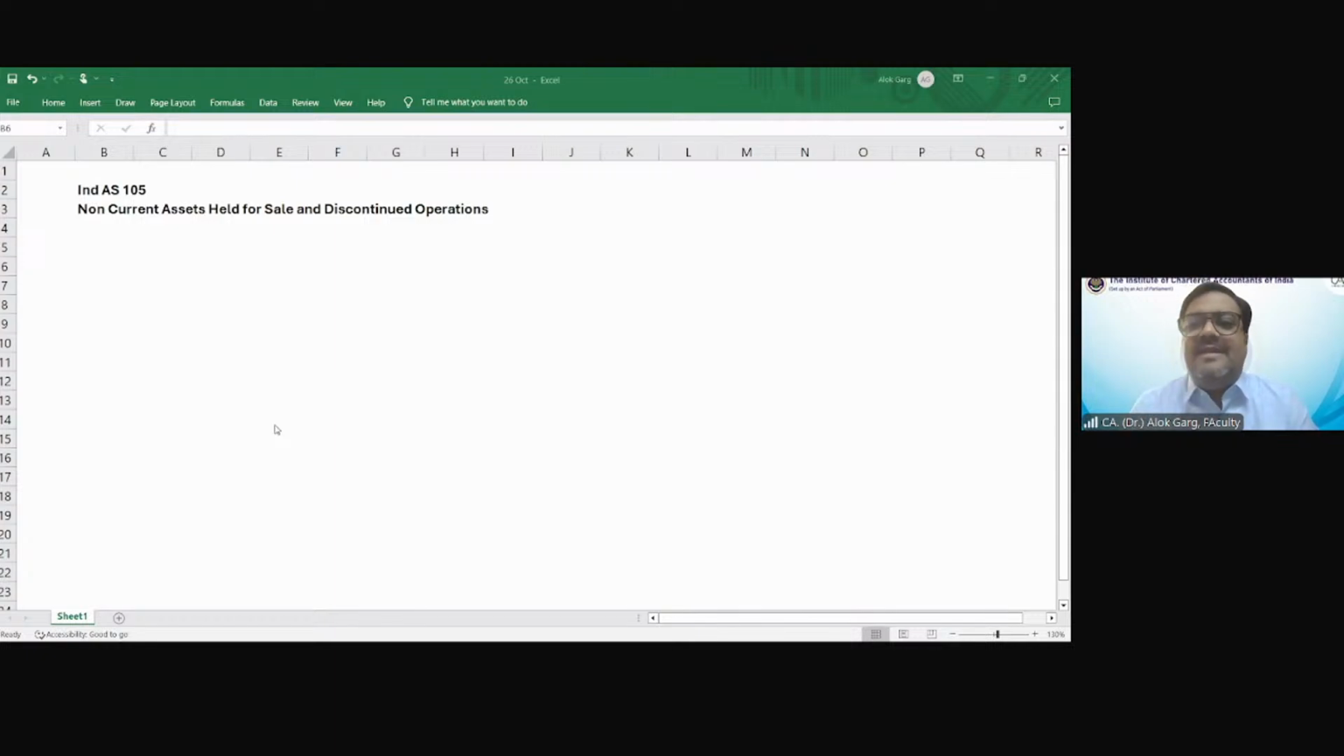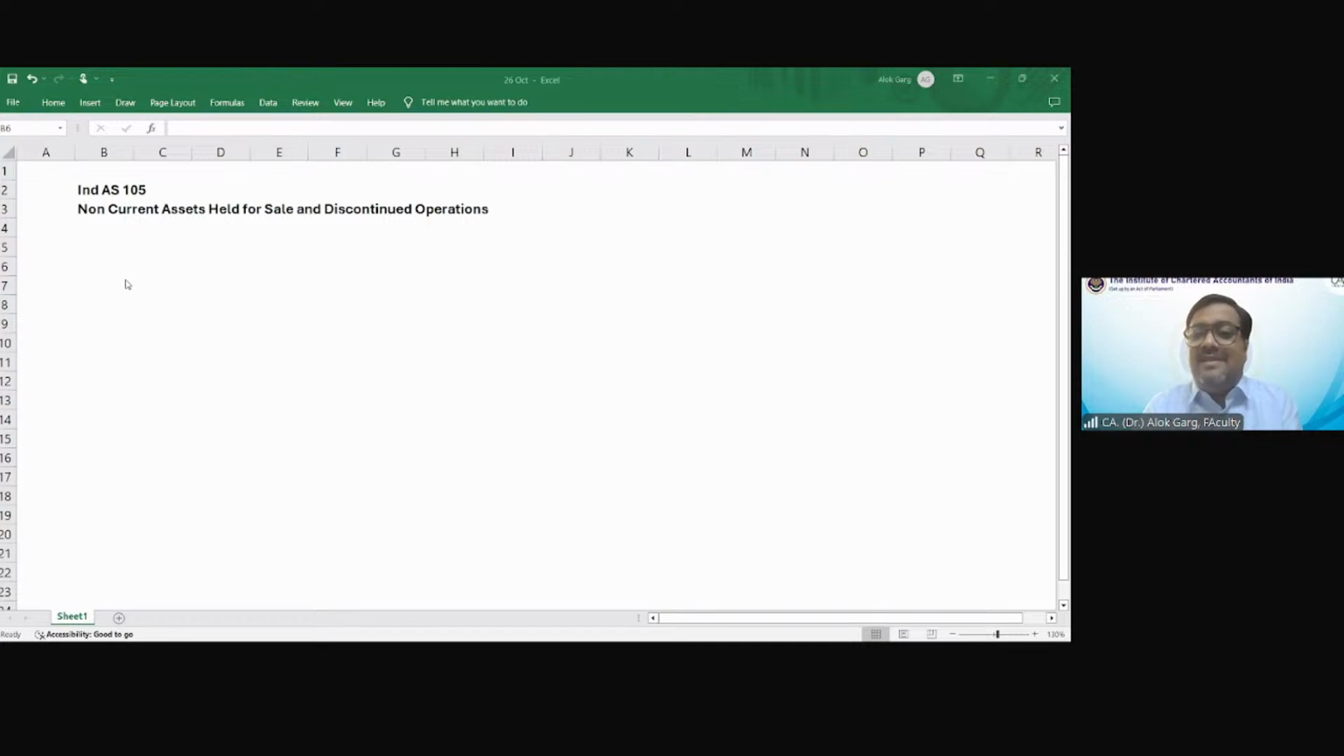Friends, is it an individual asset held for sale or is it a group of assets held for sale? The individual sale. Individual asset held for sale, single asset, individual asset held for sale.